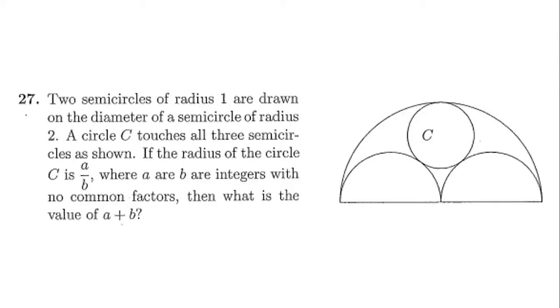Question 27. 2 semicircles of radius 1 are drawn on the diameter of a semicircle of radius 2. A circle C touches all 3 semicircles as shown. If the radius of the circle C is a on b, where a and b are integers with no common factors, then what is a plus b?